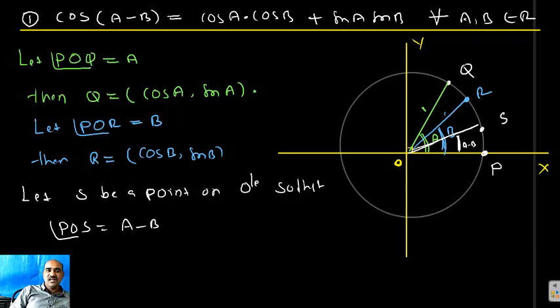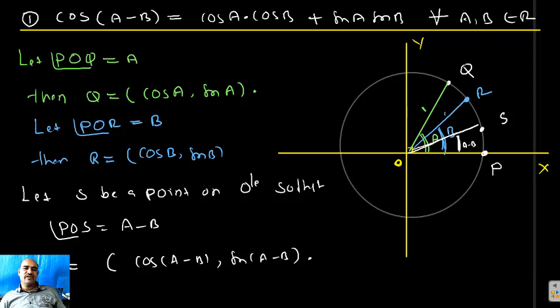Now what are the coordinates of S? Directly, what are the coordinates of S? S equals R cos theta comma R sin theta. R means 1 here. 1 into cos theta, theta means A minus B. So I can write cos of A minus B comma sin of A minus B. Okay, here onwards important steps.